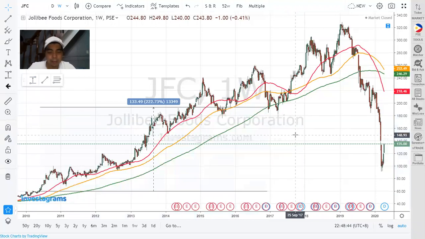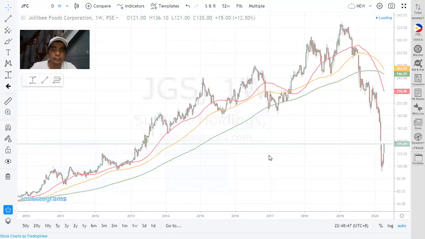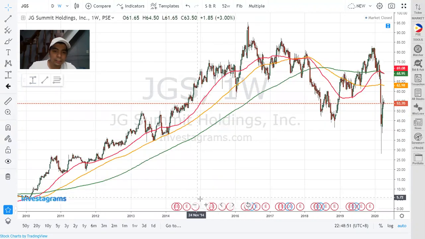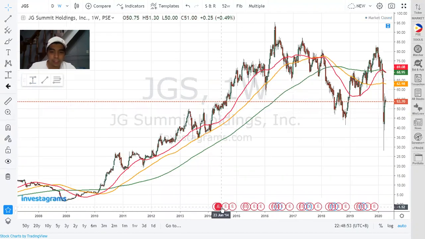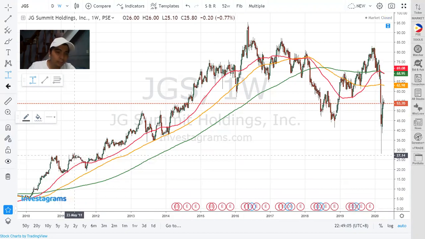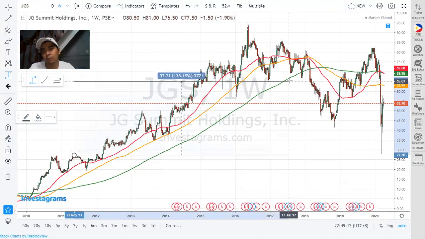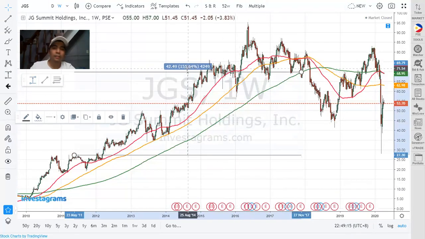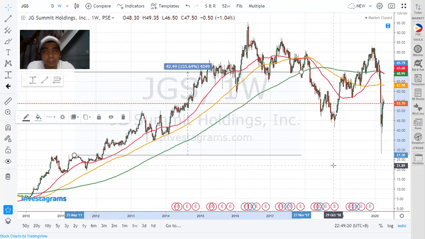Okay. Next, the last example I have here, JGS. For JG Summit, the same trend as Jollibee. Say for instance, you buy it here when it crosses all the moving averages, maybe somewhere here, because you believe that it will cross it. Then sell it again at the 200 here. So you've gained around 155%. So that's one and a half, almost double and a half of your money.